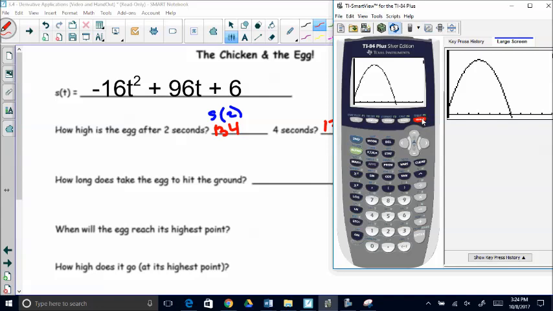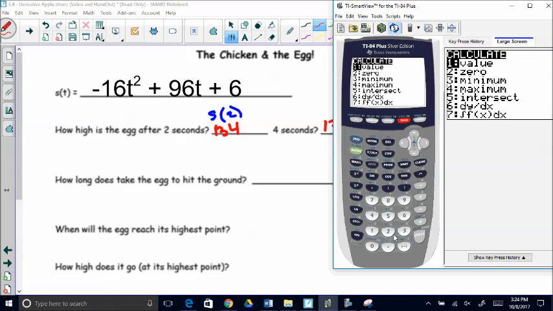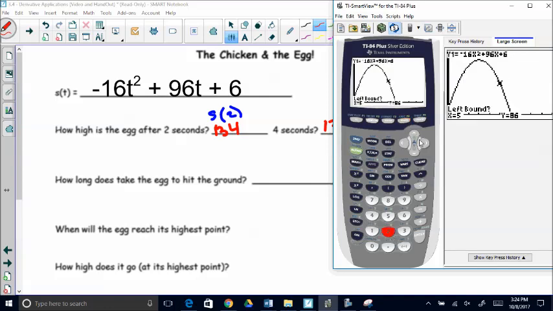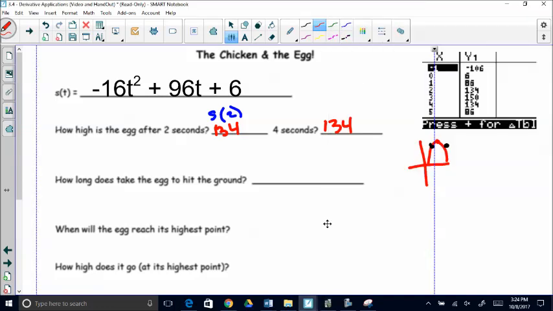So there's our graph, so you can see it hitting the ground. So second trace 0. And it's hitting the ground between, what did we say, 6 and 7? So let's just hit enter there. On the left-hand side, we go to the right-hand side, we hit enter. It's actually 6.06. So how long does it take the egg to hit the ground? Oh, about 6 seconds, or 6.06 seconds. Now that's well if you have a calculator.